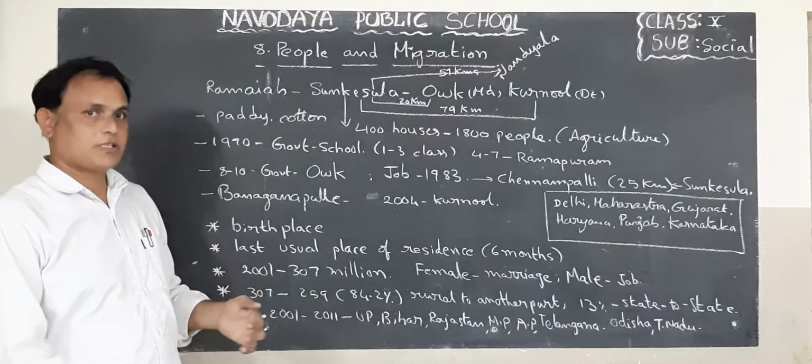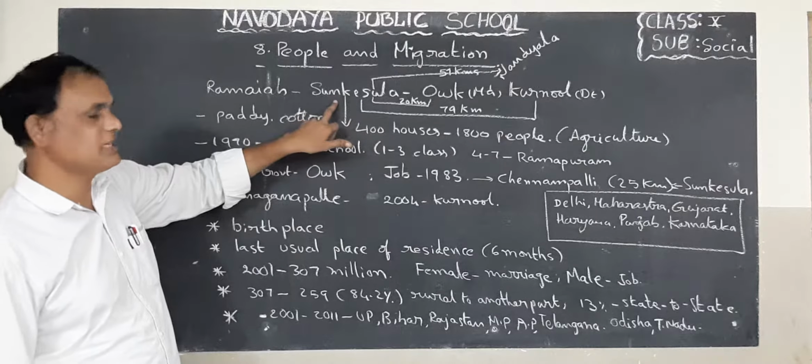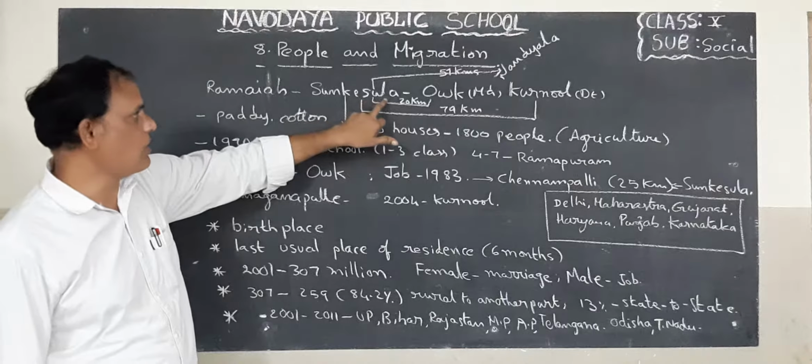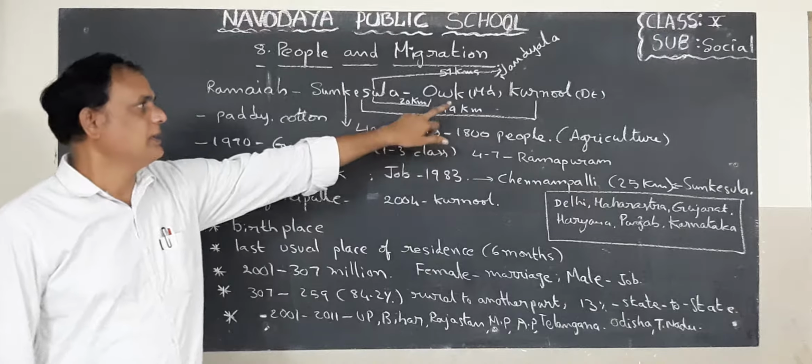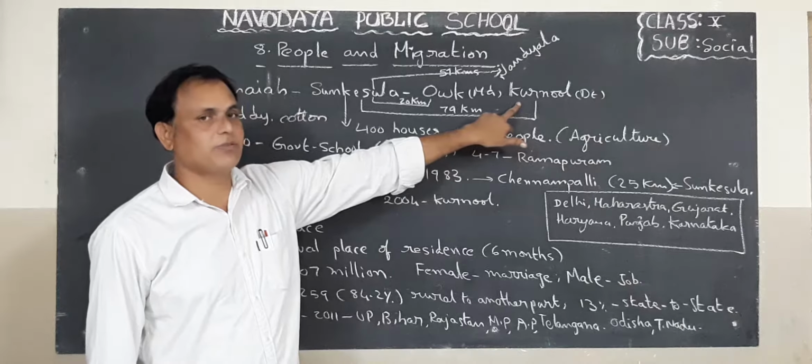For example, here in your textbook, one teacher has been given as an example. His name is Ramaya. His hometown is Sunkeshula. Sunkeshula is in Andhra Pradesh, Karnool district. What is the mandal of Sunkeshula? Auku. Auku is the mandal of Sunkeshula. This is his village, this is Auku, his town or mandal, and Karnool is the district of Ramaya.